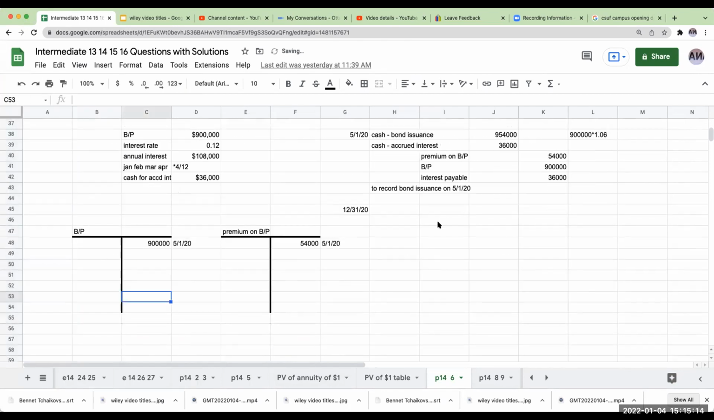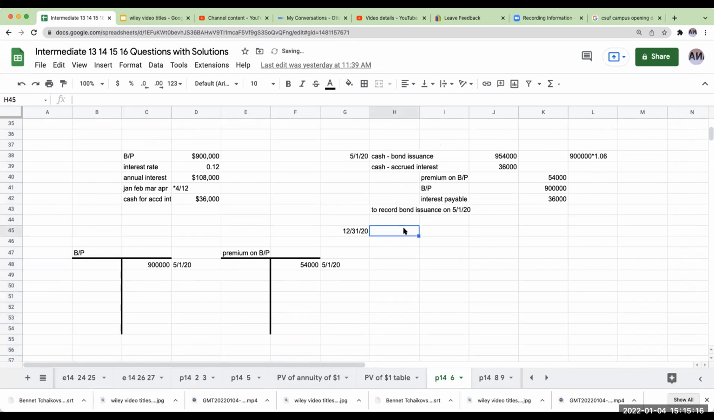Okay. So when I'm writing the journal entry to record interest expense, I'm going to debit interest expense. I'm going to credit cash, but I'm also going to credit the premium on bonds payable. So this is where this one question gets to be a little bit trickier.